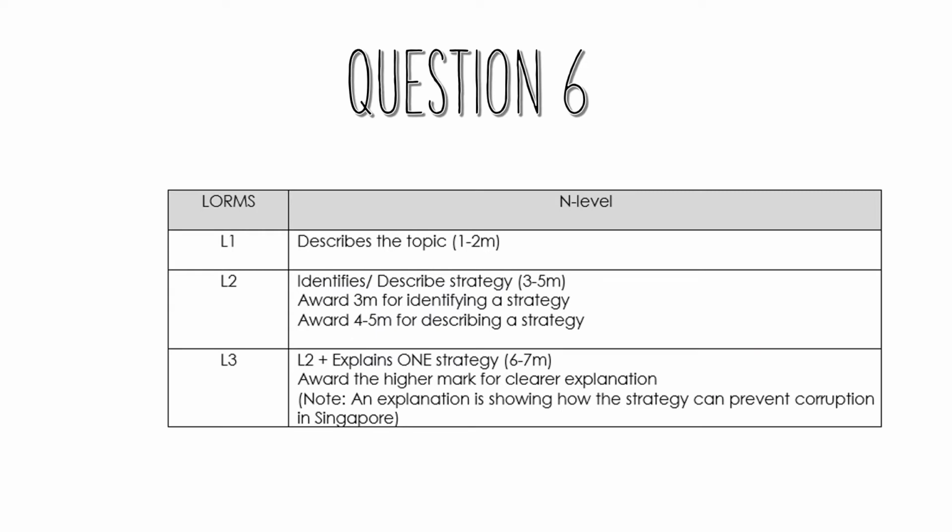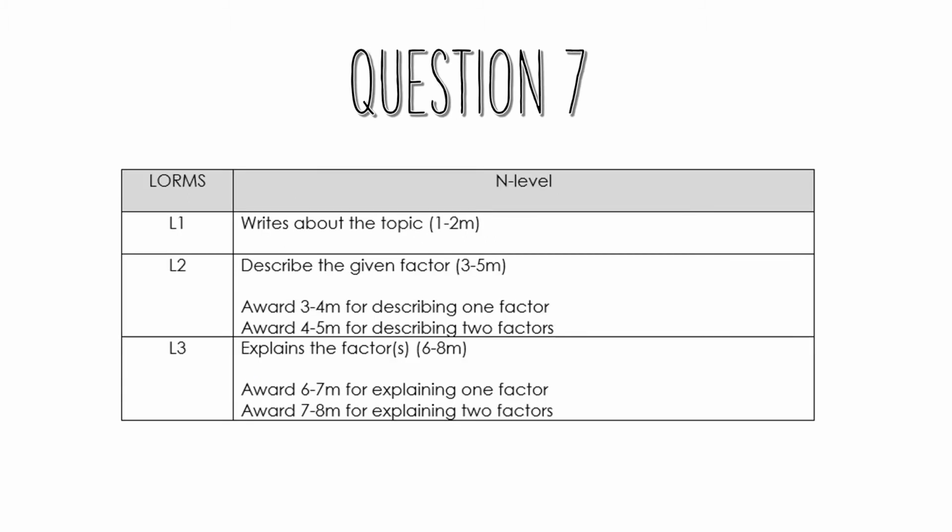So this is the marking scheme for Question 6, and we are looking at just explaining one strategy or one reason, and that can give you as high as 6 to 7 marks, provided that you link properly. And for Question 7, you can see that you have to give 2 factors, and you're supposed to explain the 2 factors to get the higher marks.